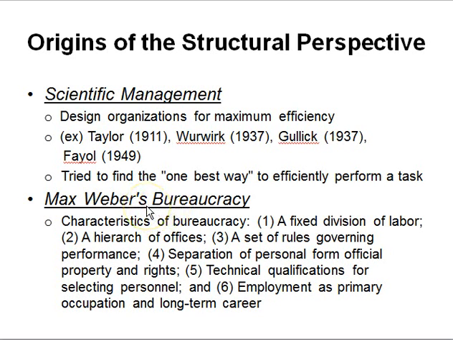Max Weber's bureaucracy. There are several characteristics representing bureaucracy: a fixed division of labor, of course hierarchy, a set of rules, separation of personal from official property and rights, technical qualification, and employment as a primary occupation and long-term career. These are the basic characteristics representing bureaucracy, which means the public organization.